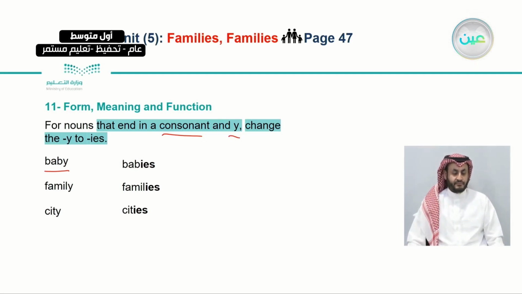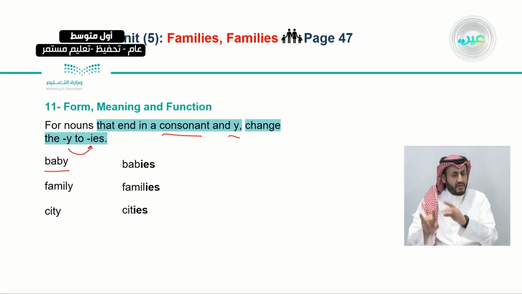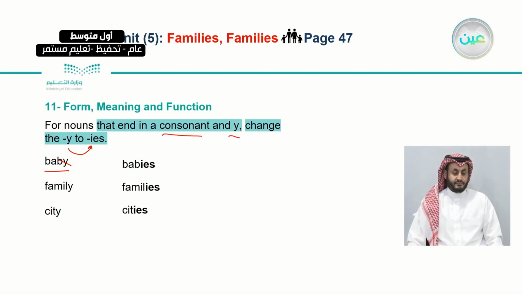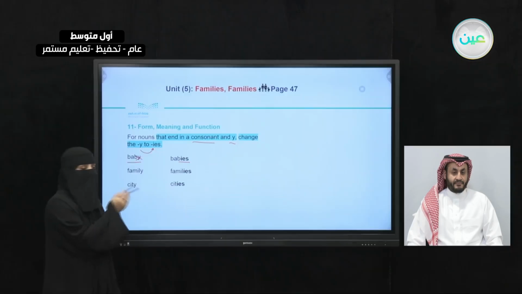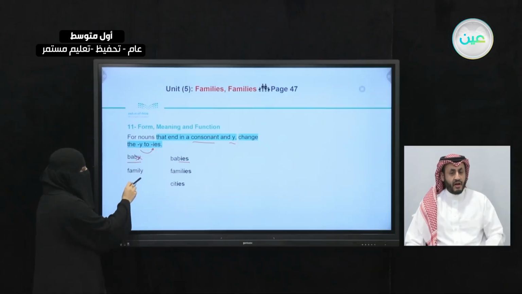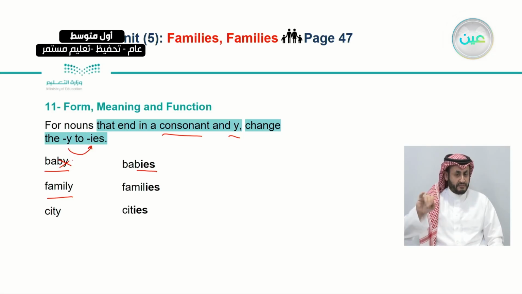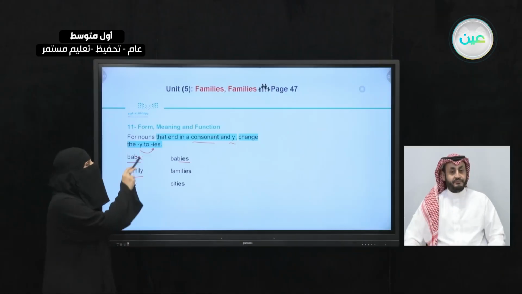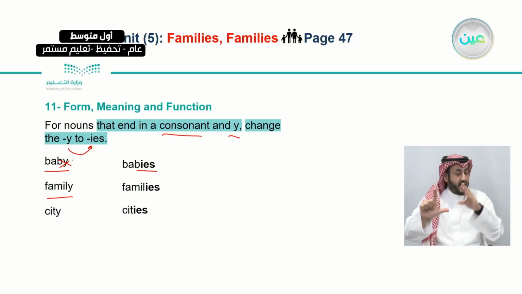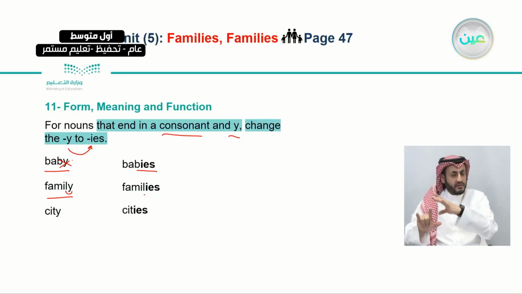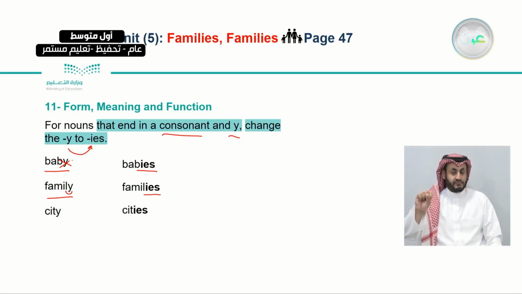We change the Y into IES. So we omit the Y, we add IES: babies. How about family? It's our unit title. Did you notice that? Have a look. We change the Y into IES in order to make it a plural noun. So ending with a consonant like B and L right here, we change the Y into IES.